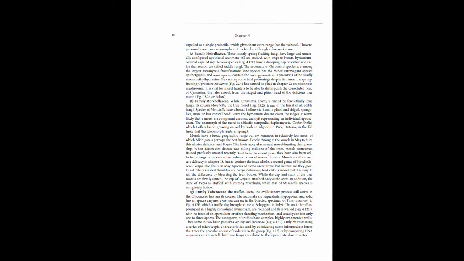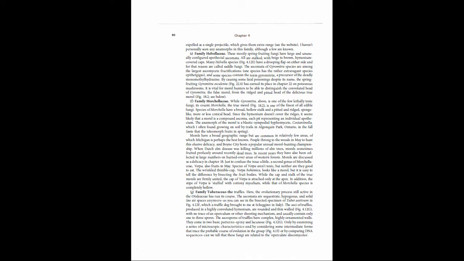Just to confuse the issue a little, a second genus of Morchellaceae, Verpa, also fruits in May. Species of Verpa aren't toxic, but neither are they good to eat. The wrinkled thimble cap, Verpa bohemica, looks like a morel, but it is easy to tell the difference by bisecting the fruit bodies. While the cap and stalk of the true morels are firmly united, the cap of Verpa is attached only at the apex. In addition, the stipe of Verpa is stuffed with cottony mycelium, while that of Morchella species is completely hollow.